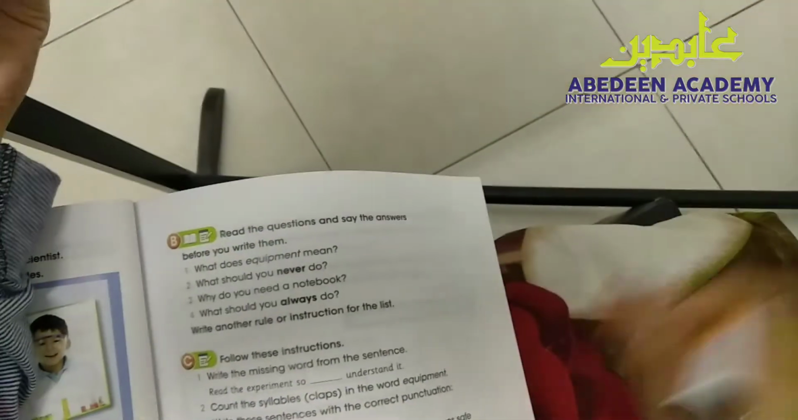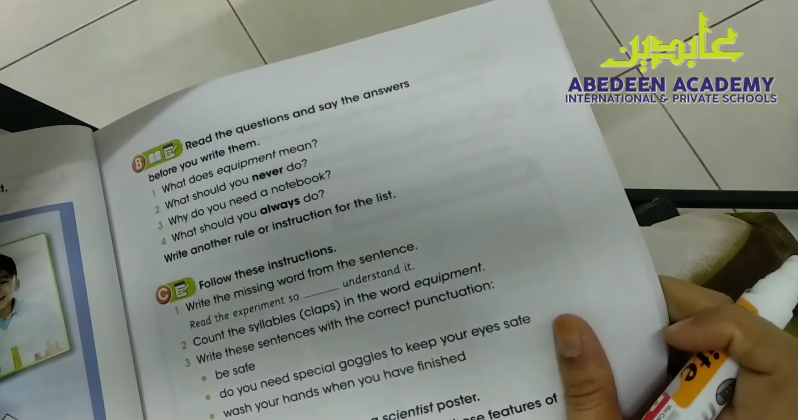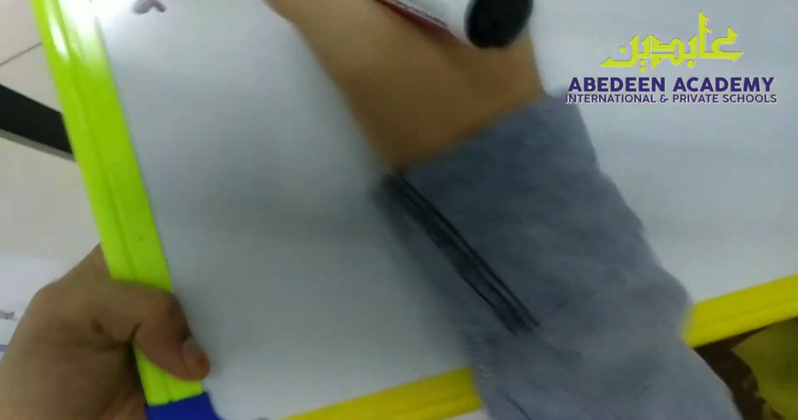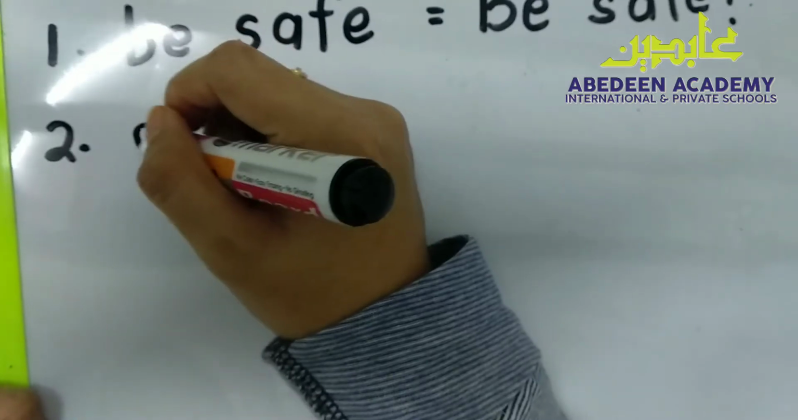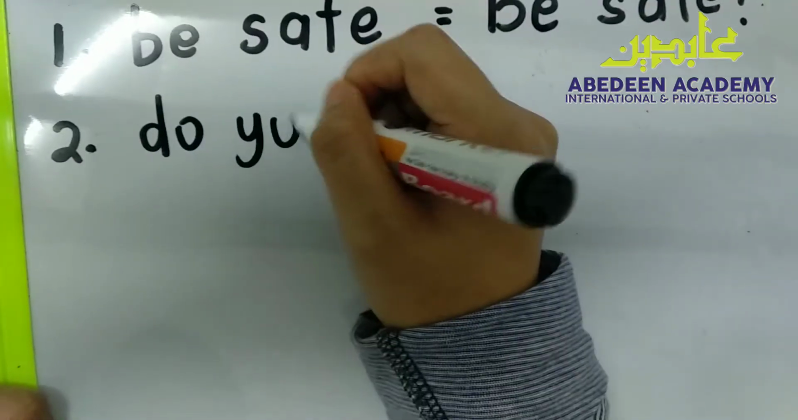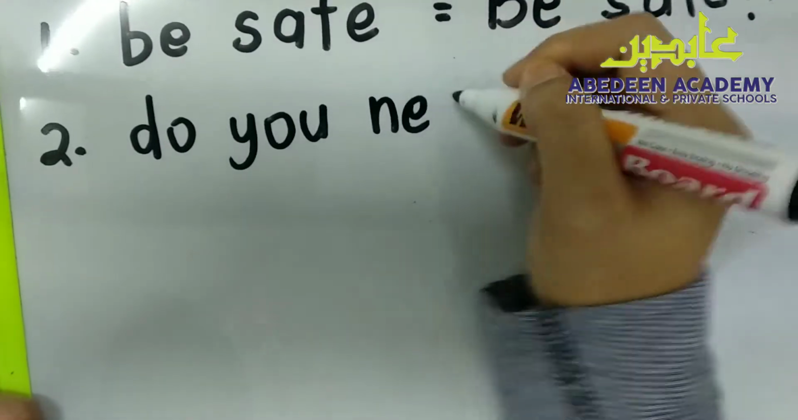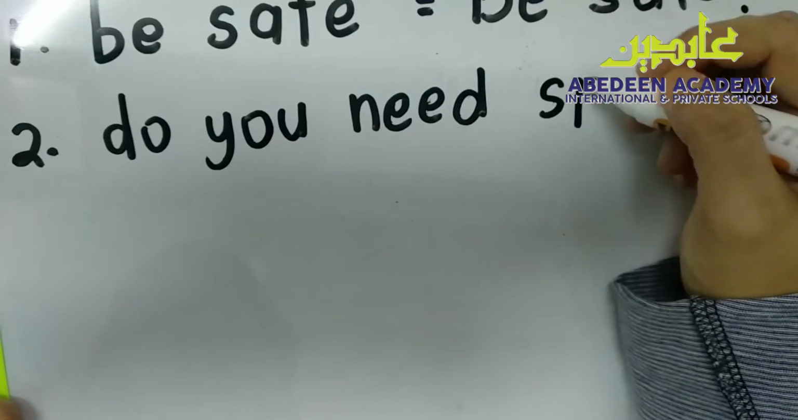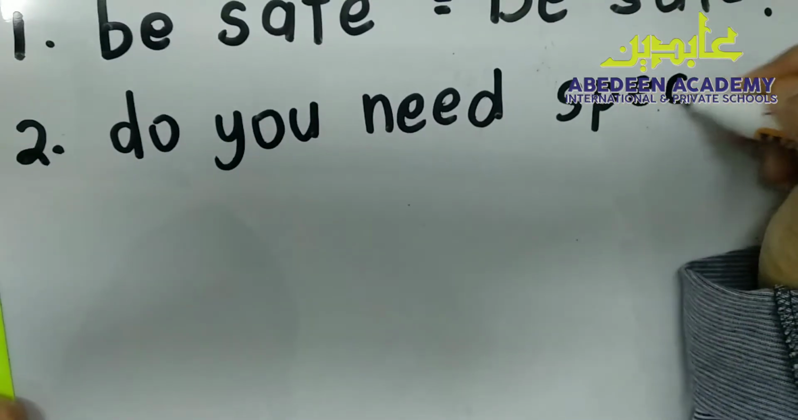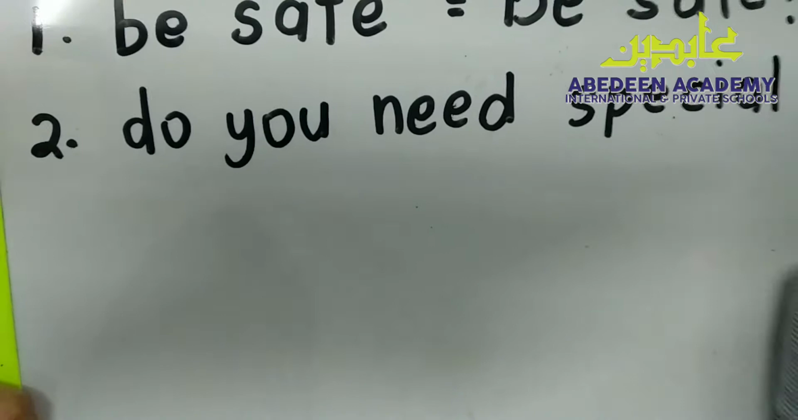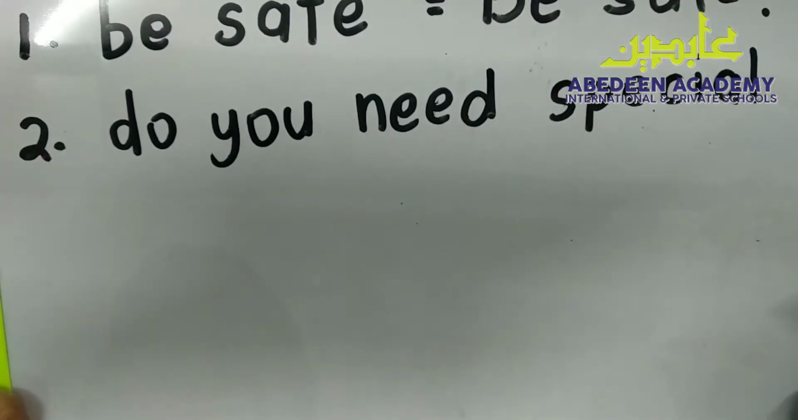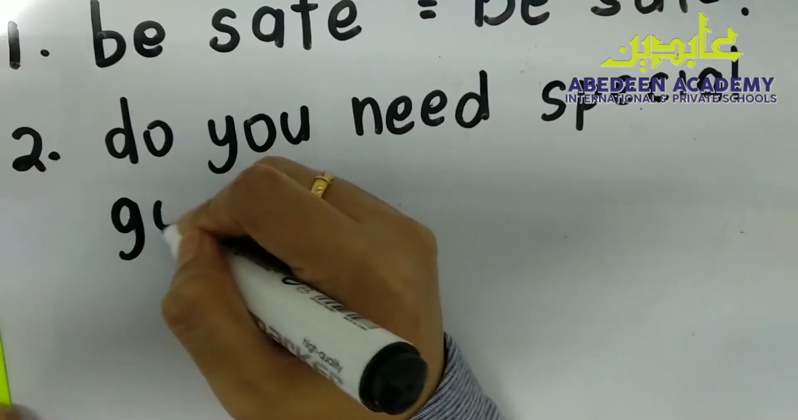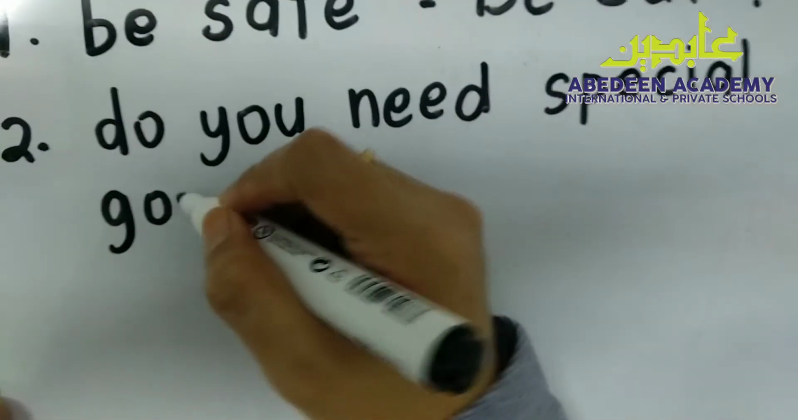Number 2 is, do you need a special goggles to keep your eyes safe? This one also doesn't have any punctuation. I will write it down here. Do you? Obviously, this is like asking a question. So, do you ask a question with a simple tone, or just write, do you need special goggles to keep your eyes safe? Is it like that? No, you have to ask with a question mark at the back.